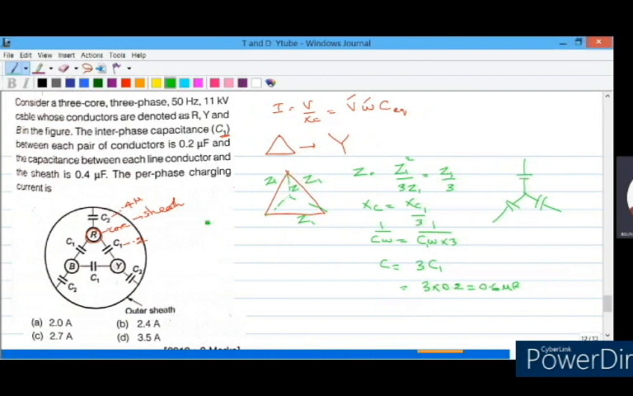But we have this core to sheath also comes into matter here. So it is again connected in this way. So here it is 0.4 and here it is 3 into 0.2. It is actually 0.6. So when you add these two, it is actually 1 microfarad. 0.4 plus 0.6. Now we can find what is current. So I is equal to V. So again convert the line into phase. So 11 by root 3 into 10 power 3. And omega is 2 pi into F, 50. And for C equivalent it is actually 1 microfarad. So when you solve this, the answer is 2 ampere.